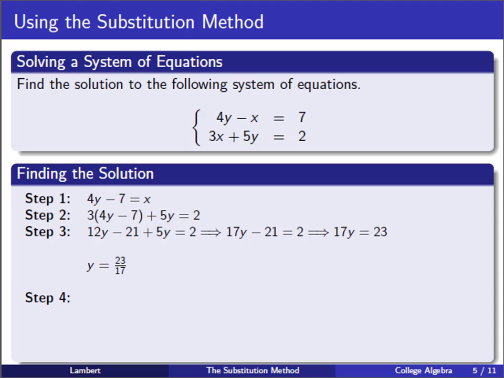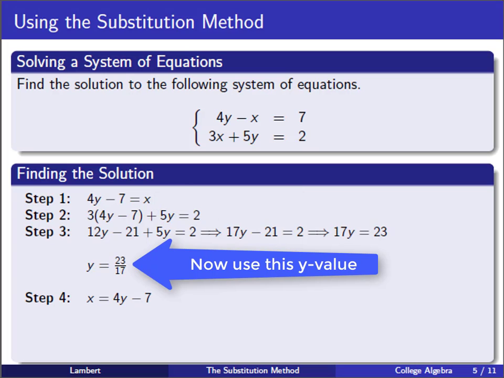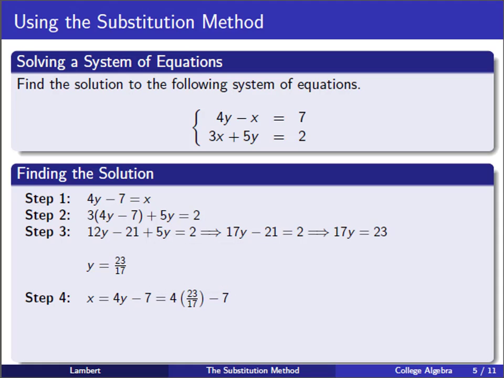Moving on to the final step, we need to take this value and plug it back in. Does it matter which equation we plug it into? No. And in fact, if you look back at step 1, we have a nice easy way of getting x. We have x equals 4y minus 7, and we plug in y to get 4 times the quantity 23 over 17, minus 7. Just plug in, get a common denominator, and all of a sudden you get x equals negative 27 over 17.